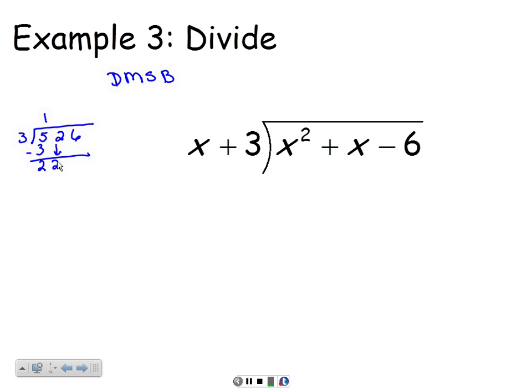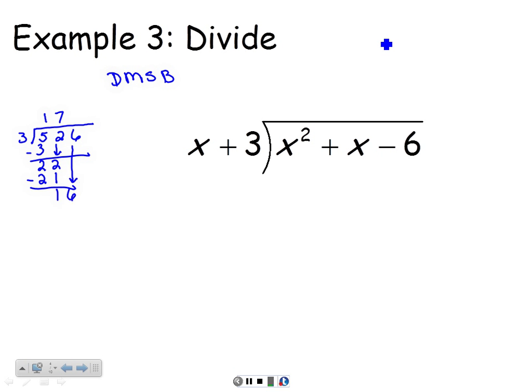And then you bring down. And that's this acronym here, DMSB: Daddy, Mother, Sister, Brother. And then you start all over. So this time you're going to do 22 divided by 3, which would be 7 times. 7 times 3, multiply around, will give you 21. Subtract and you get 1, and then bring down.